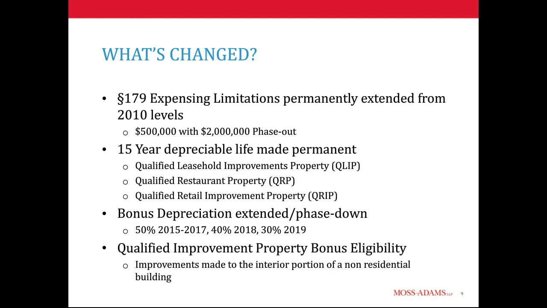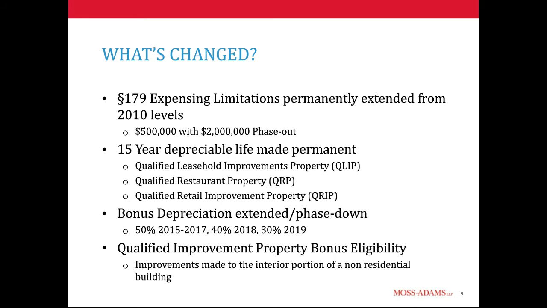So what's changed with the PATH Act of 2015? First of all, expensing under Section 179 has been made permanent at the levels that were established in 2010, which are $500,000 of tangible business property that can be expensed upon purchase, and that is, of course, new or used property, and then it has a $2 million phase out, which just means every dollar invested above $2 million in tangible property in the year reduces that $500,000 expense amount on a dollar by dollar basis. So essentially it phases out completely at $2.5 million. But this was very welcome news to small businesses, as it allows immediate expensing of tangible property purchases.